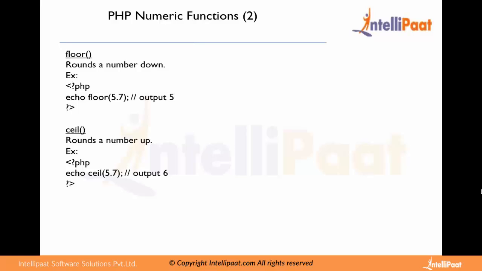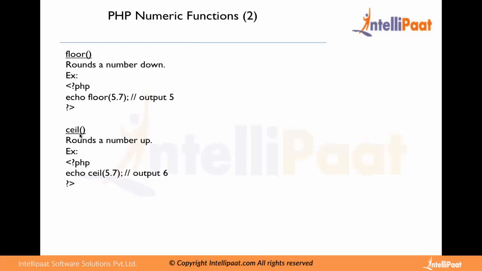Now we will see floor function. What it will do is round a number down. Suppose I have some floating numbers and I want to make it into a round figure. Here in this example, I am passing 5.7 to floor function. It will give me 5. So it will give me the below number. It will not give me the highest number. It will give me the lowest number before the decimal. So here it is giving me 5.